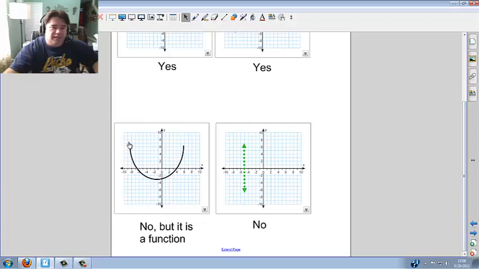This, however, is a function, but since it's not a straight line, it's not a linear function. So function, yes. Linear, no. This guy's a straight line, but it's not a function because, if you notice, when x is negative 5, it can be almost any y possible. And x doesn't have to be one single y, so this is not a function.